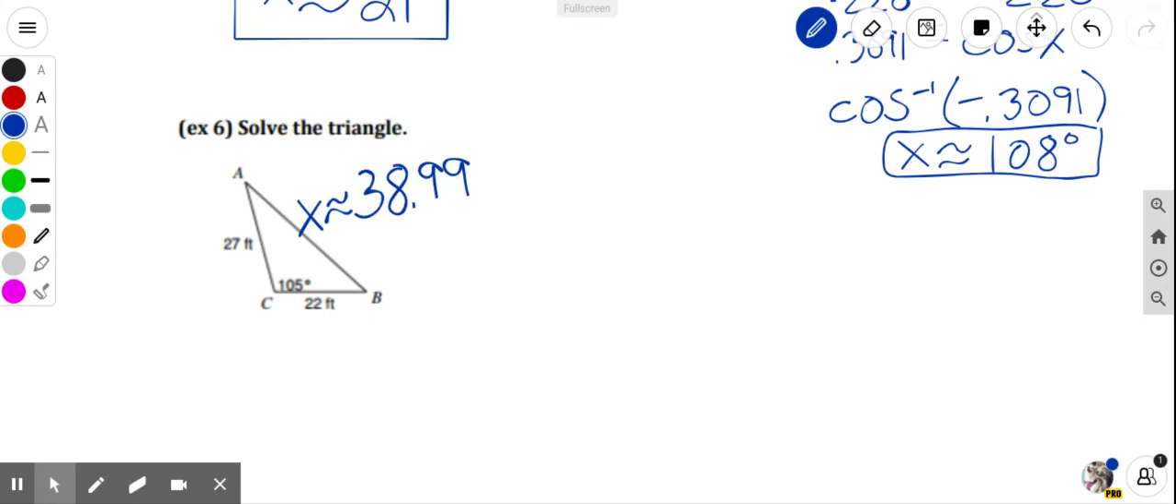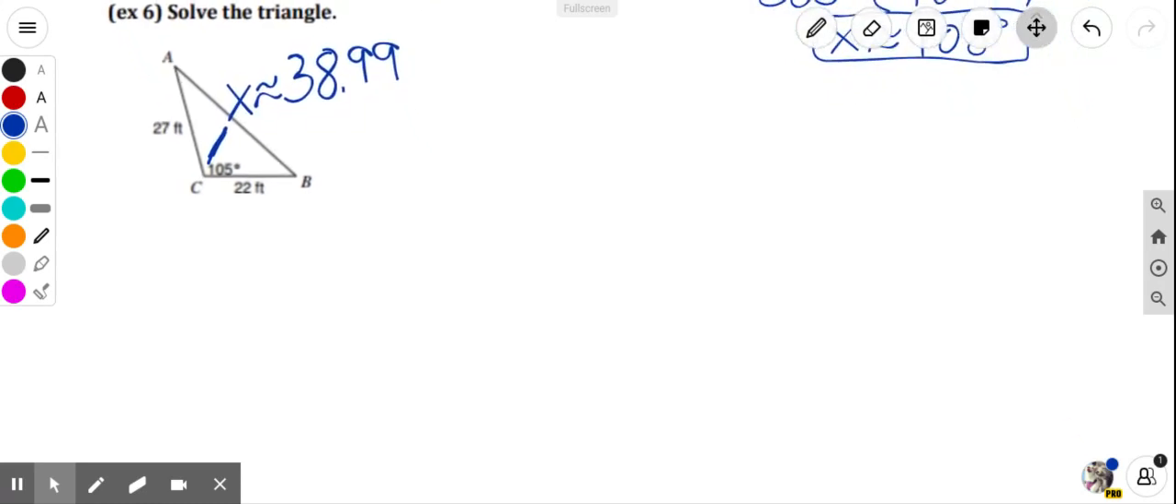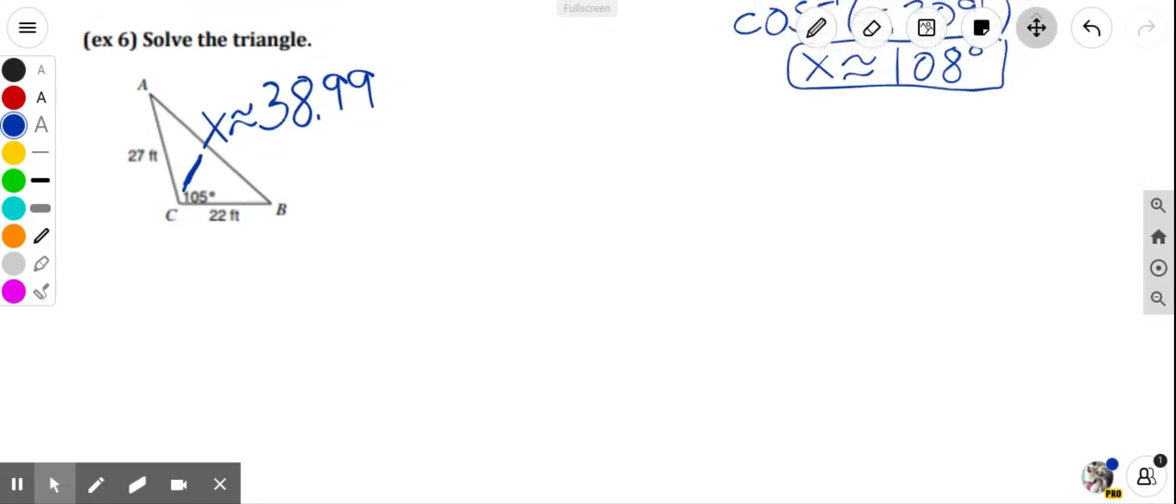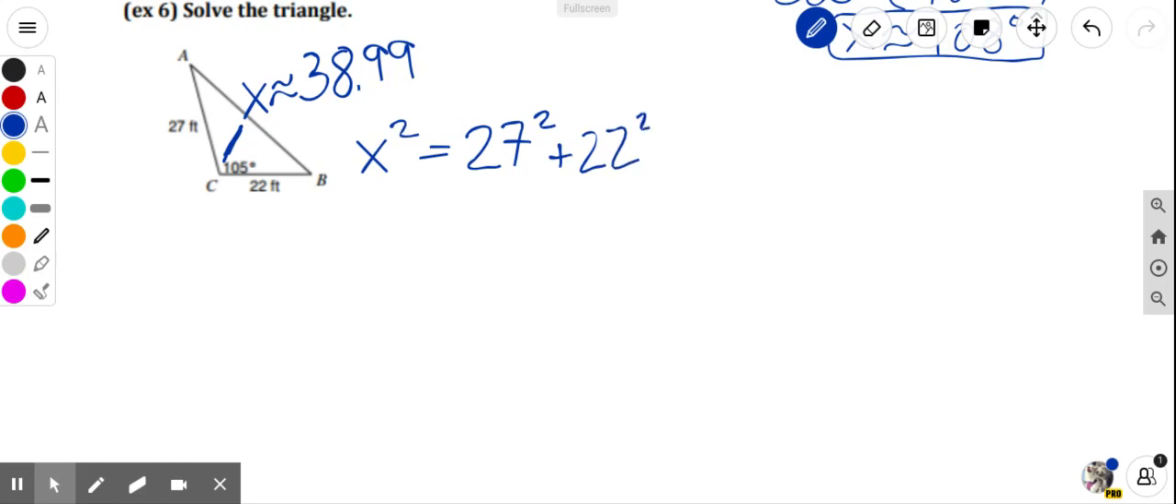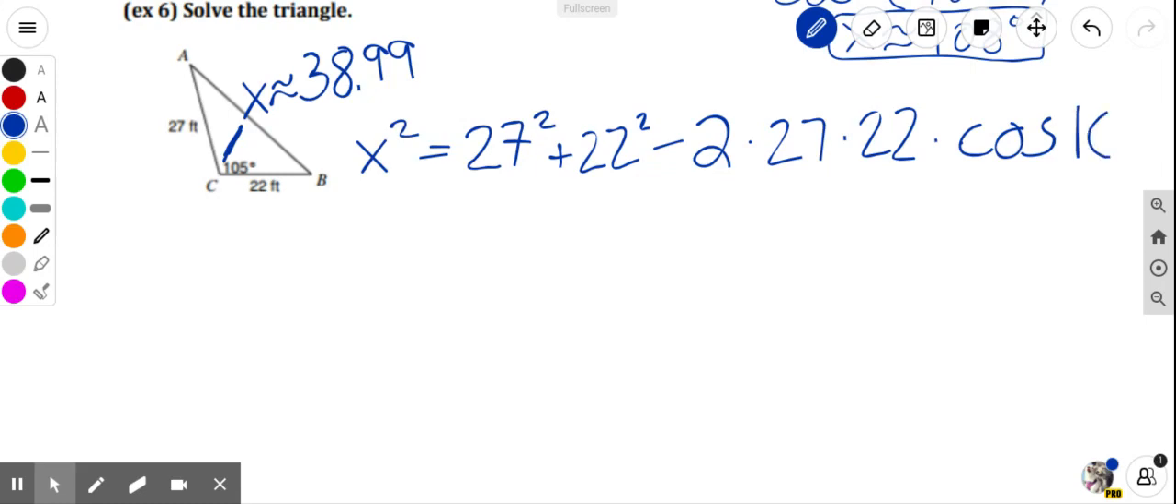So notice that the 105 and the X are opposite each other. Let me move this up a little bit. The 105 and the X are opposite each other. So that means the X goes on the left. So it would be X squared equals, and then it's the other two sides. So 27 squared plus 22 squared minus 2 times those two, 27 times 22 times cosine of 105.